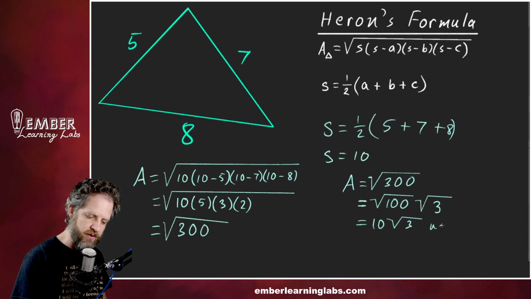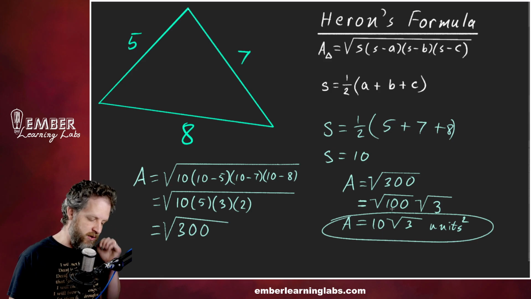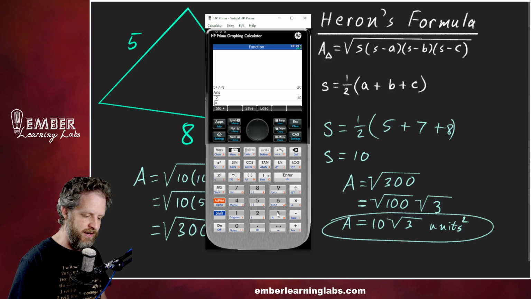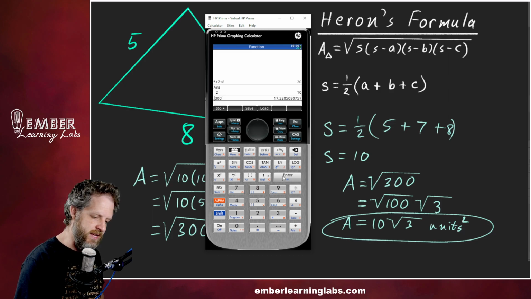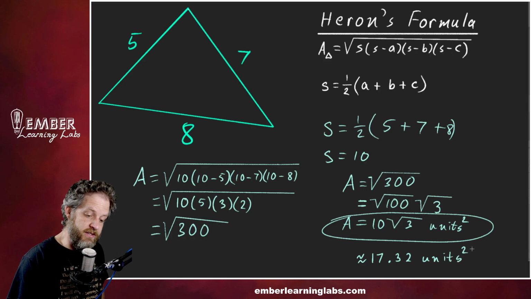We're going to put the word units squared on there because it's area. And then we can pretend this was a word problem and get the decimal equivalent. That we'll need our calculator for. We're going to grab our square root button and type 300 in there. You could also do 10 times the square root of 3. You'll get the same answer. So it is approximately equal to 17.32 units squared. And that's all there is to using Heron's formula.